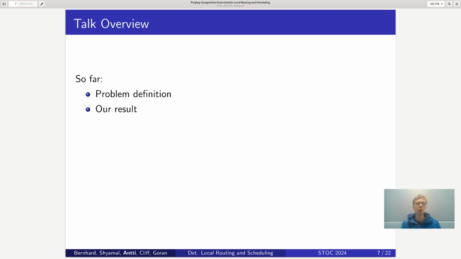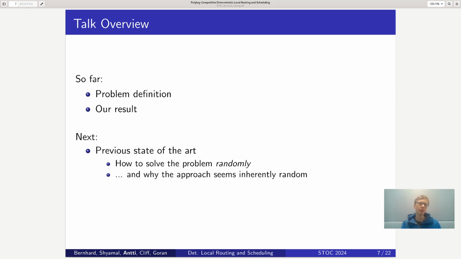So, I'll give now an overview of the rest of the talk. So far you've seen the problem definition and our result. Next, I'll go over how the problem of constructing competitive routing tables for packet routing can be solved randomly, and why that approach seems inherently random. And then I'll go over how we actually solve the problem deterministically.